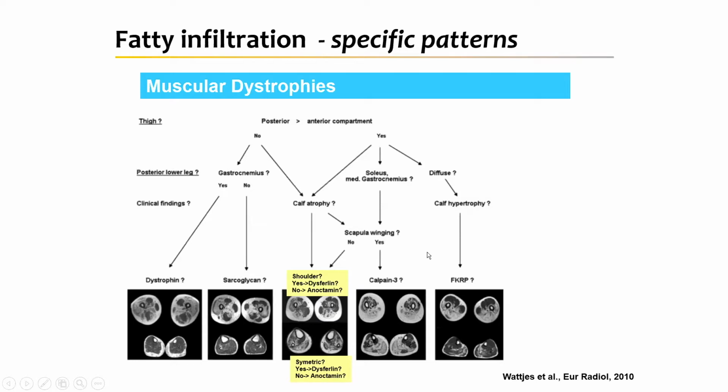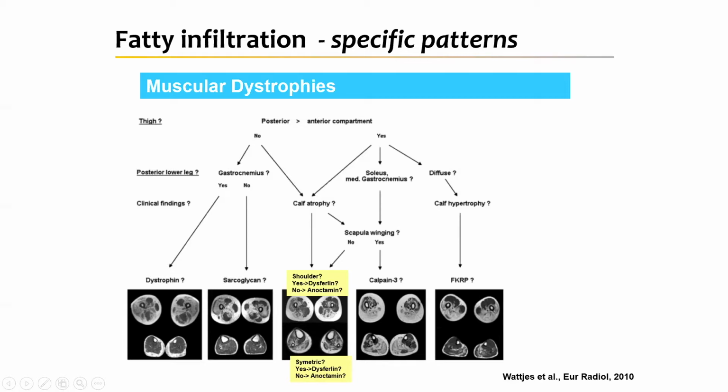Of course, this scheme can be evolving. When it was proposed, anoctamin mutations were not identified yet, so we can modify the scheme a little by saying that while dysferlin and anoctamin patterns were very similar, dysferlinopathy tends to be symmetric, while anoctamin is rarely symmetric. And in terms of shoulder and upper limb involvement, it's more frequent in dysferlin than anoctamin. When I first prepared this slide, we could be very categorical about that and say yes and no.